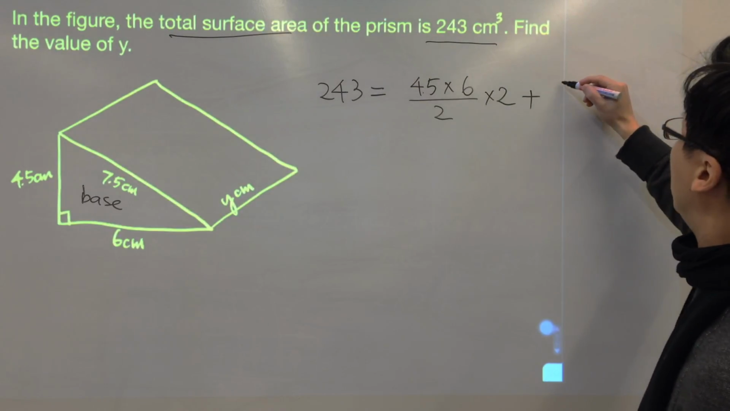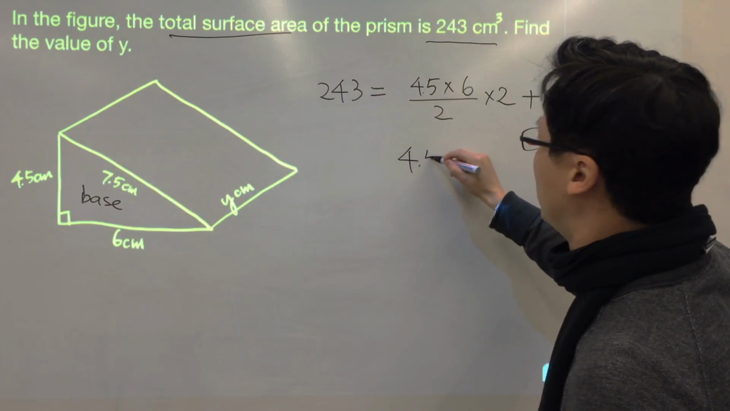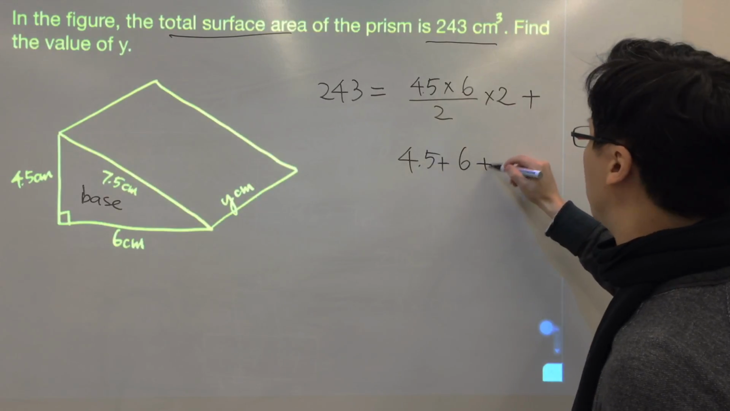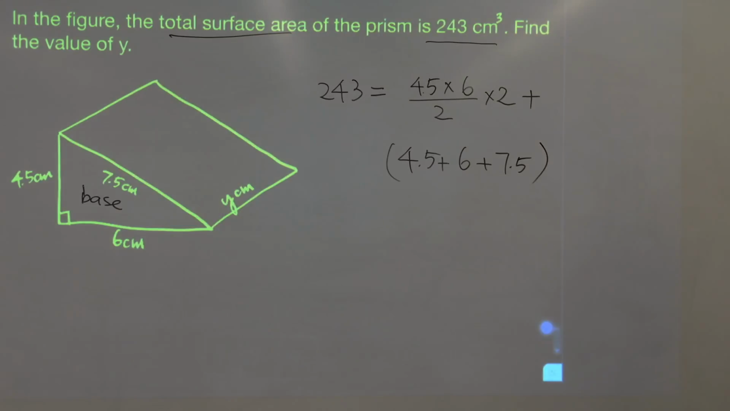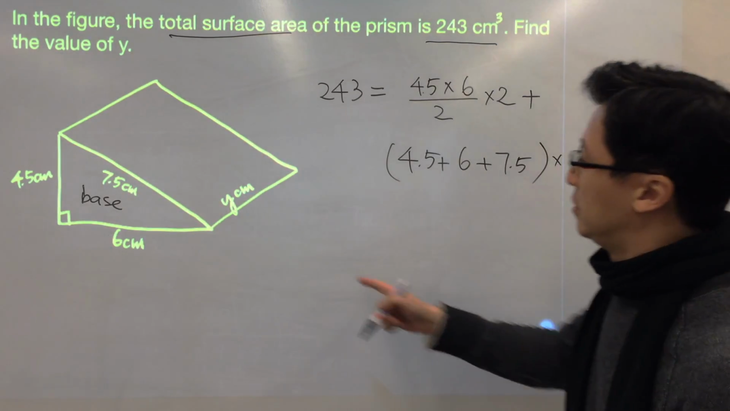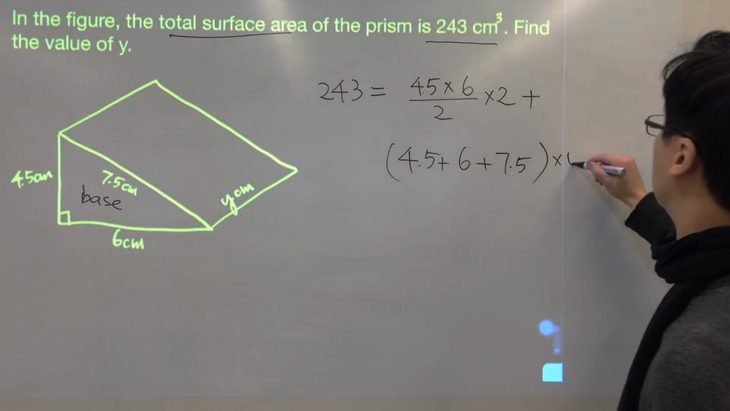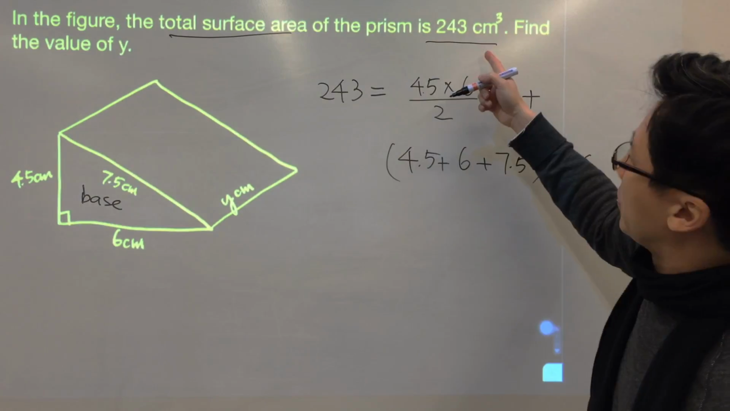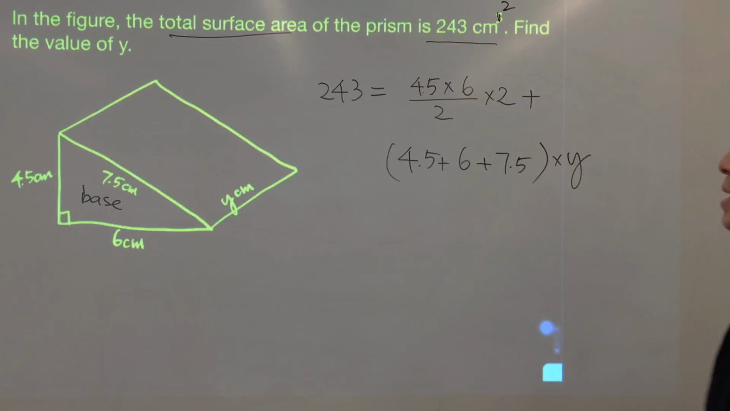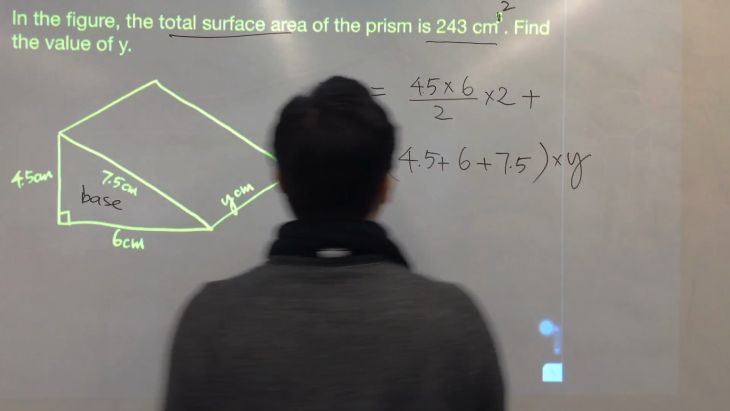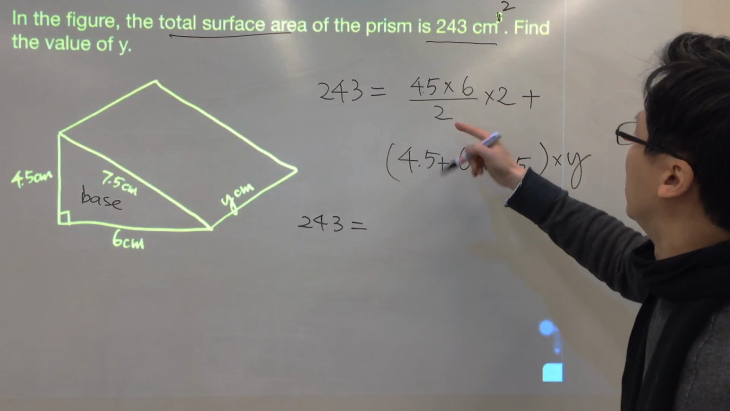So the perimeter will be 4.5 plus 6 plus 7.5 cm times the height, y. Oh, sorry, this is cm squared. Both of them are in the unit of cm squared. Now we can simplify the equation.